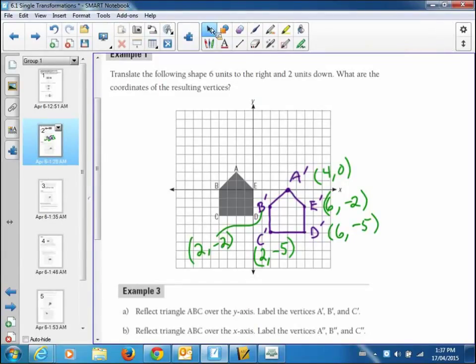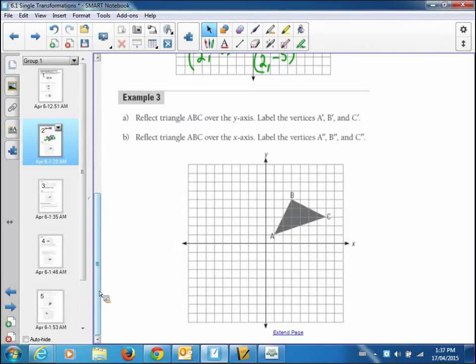Okay. Now, example 3 shouldn't be too bad. Flip it over the y-axis mirror image, and then the x-axis. So, I guess we'll do A first. I'm going to use this color for A. Over the y-axis. So from left to right. A, I'm supposed to use A tick mark, A prime. Label that. B would be straight over 3 over from there, okay.